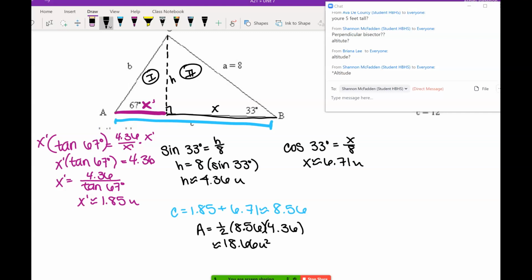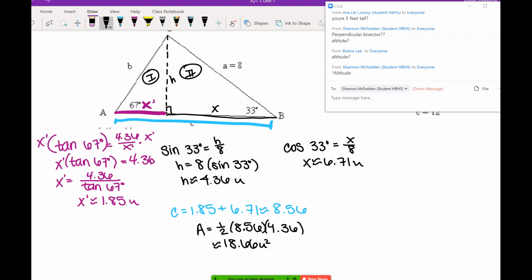So we had to use trig to find the height, which is awesome. That's what we're doing right now. And then we had to piece together the missing parts of the triangle to get us the base. That's a lot of work to find the area in a non-right triangle, but it's possible, right?